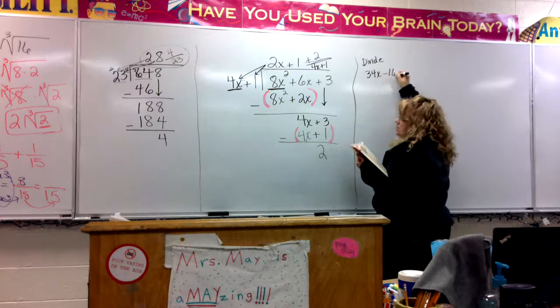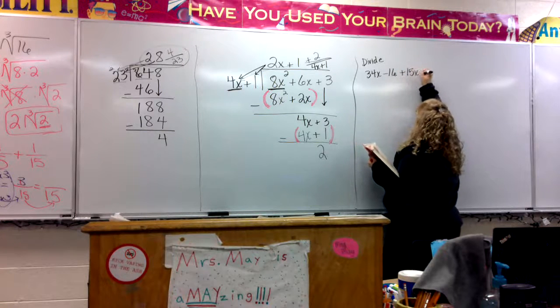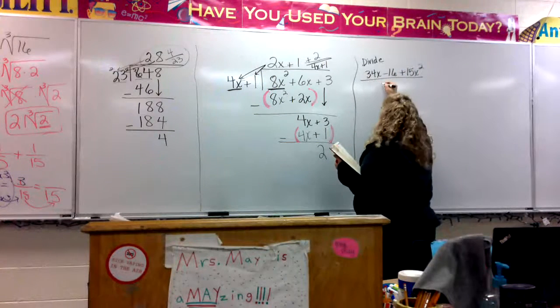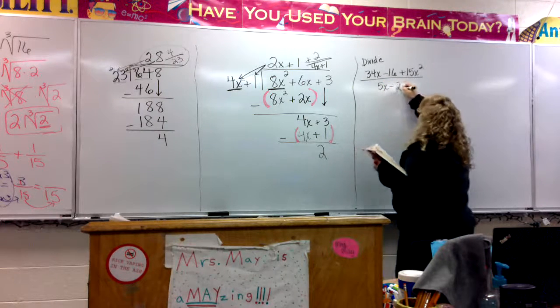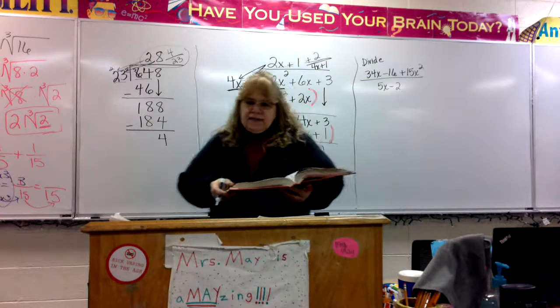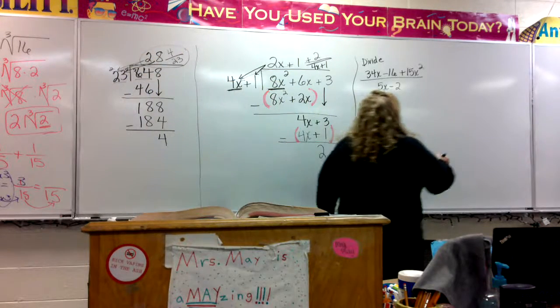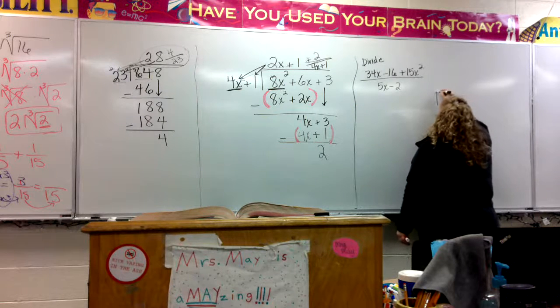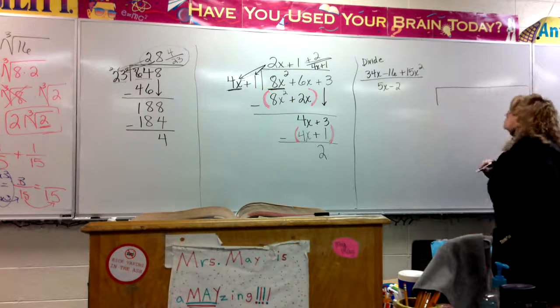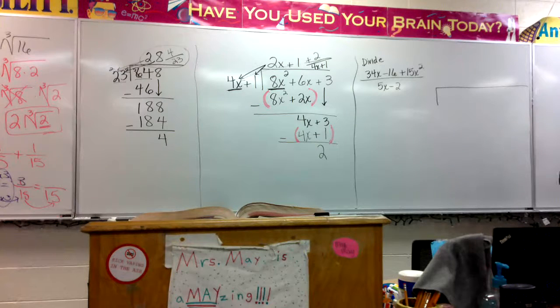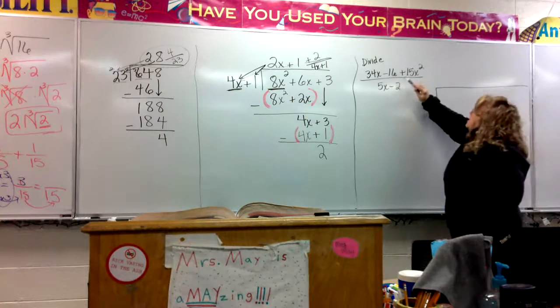15x squared plus 34x take away 16 over 5x minus 2. Now, what happens when it's like that? Uh-oh. First, you have to figure out what's going to go inside and what's going to go outside. Which one goes inside, top or bottom? Top. The top goes inside, the bottom goes outside. Top over bottom. Inside, outside.